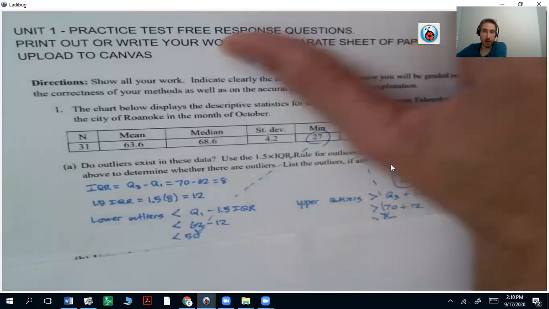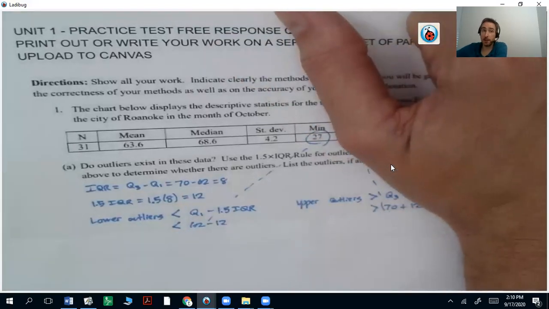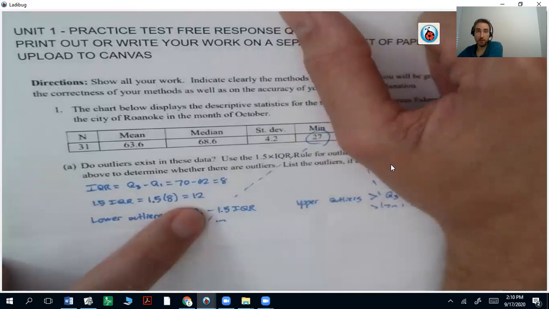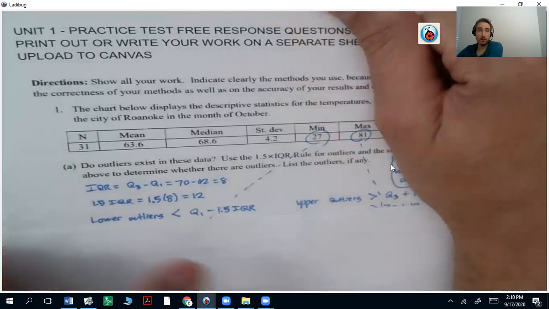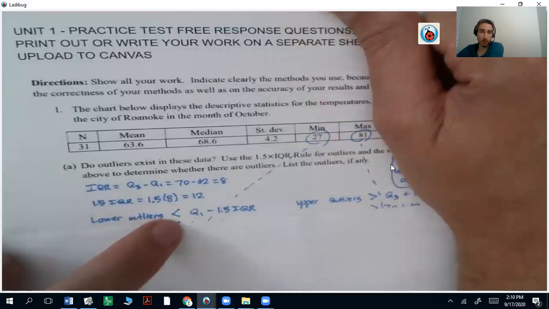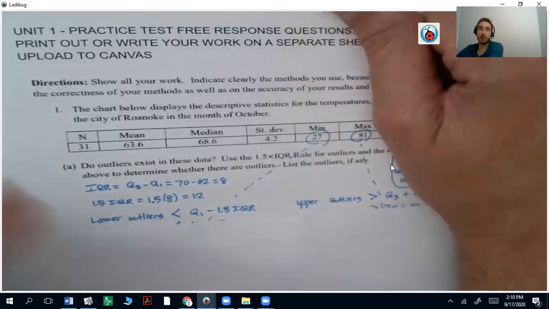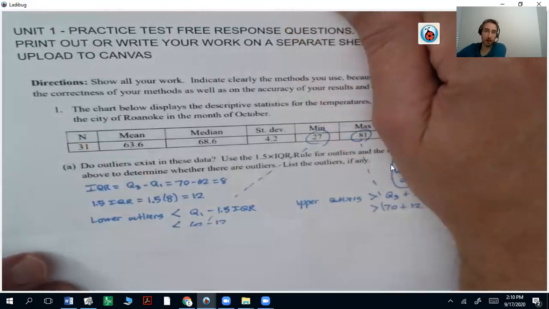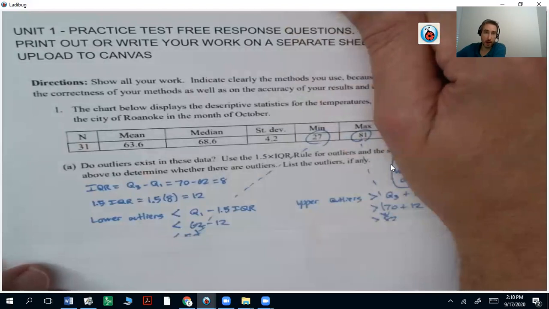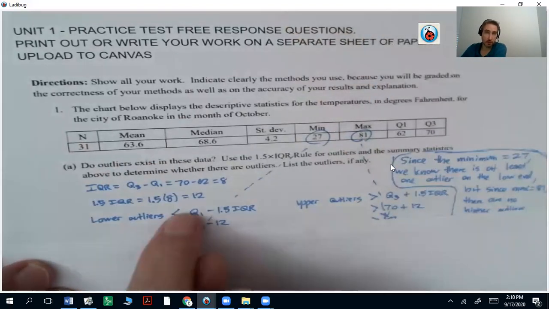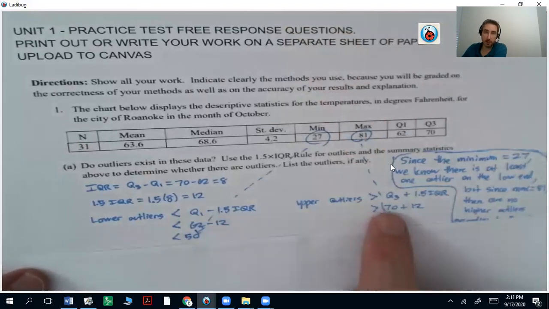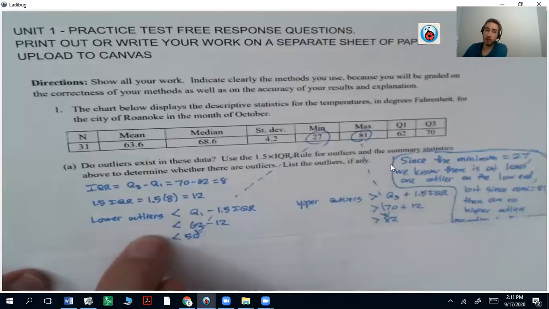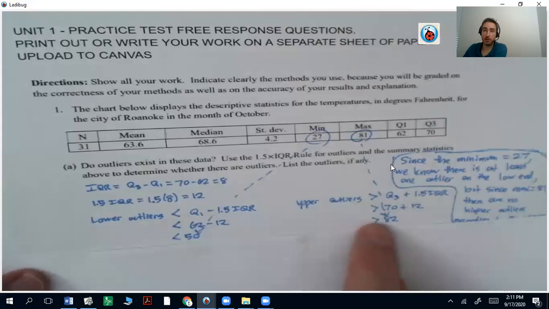As a reminder, there are lower outliers when you take Q1 and subtract that 1.5 IQR, and there are upper outliers when you take Q3 and add that number. Anything below Q1 minus that number is an outlier, and anything above Q3 plus that number is an outlier. So Q1 is 62, and 62 minus 12 is 50. Q3 is 70, and 70 plus 12 is 82. So anything below 50 would be considered an outlier, and anything above 82 would be considered an outlier.